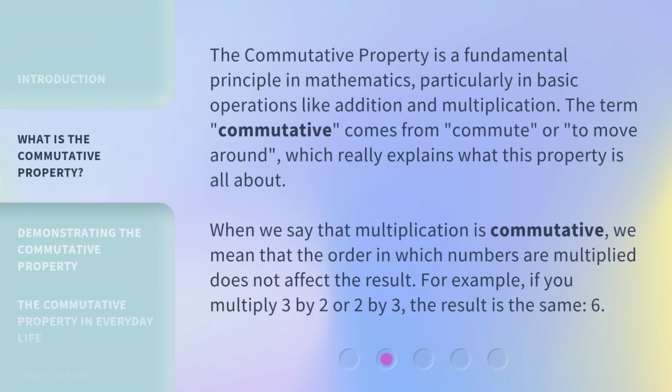The commutative property is a fundamental principle in mathematics, particularly in basic operations like addition and multiplication. The term commutative comes from commute, or to move around, which really explains what this property is all about. When we say that multiplication is commutative, we mean that the order in which numbers are multiplied does not affect the result. For example, if you multiply 3 by 2 or 2 by 3, the result is the same, 6.